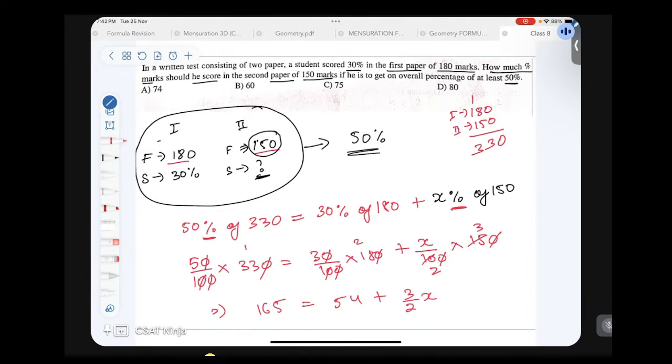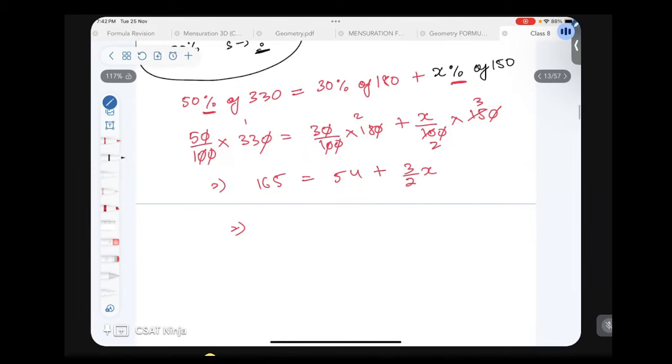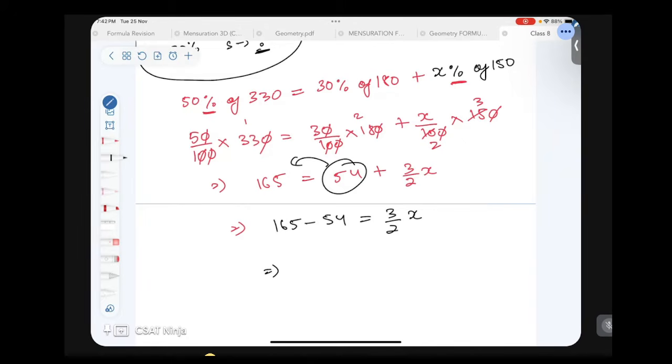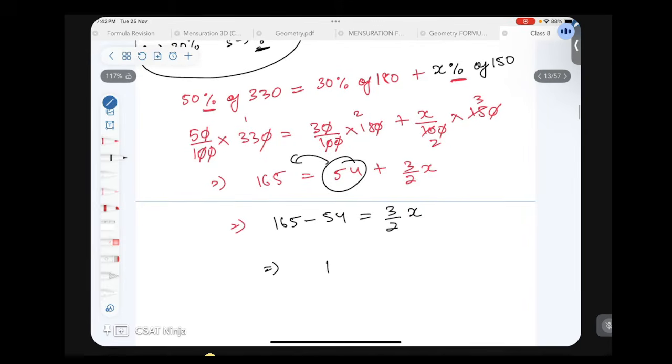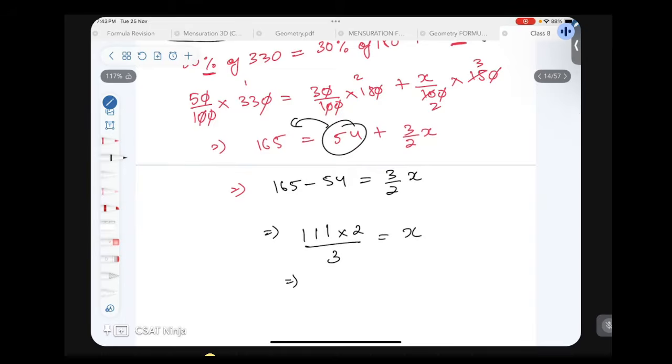So let's try to solve this completely. I think we should get the answer by this. So what do we have here? 165. If I transfer this 54 to the other side, it will be minus 54, which is equal to 3 divided by 2 x. So how much is it? 165 minus 54 is 111. If I transfer this 2 to the other side, it will be 2 into 111 divided by 3 is equal to x. If we multiply this, 222 divided by 3 is equal to x.